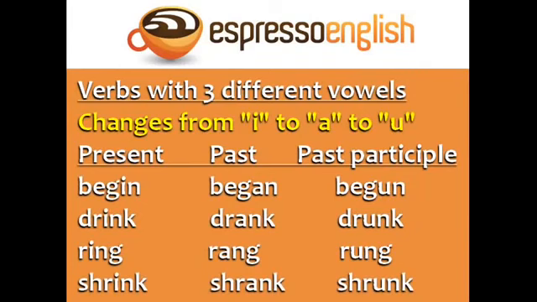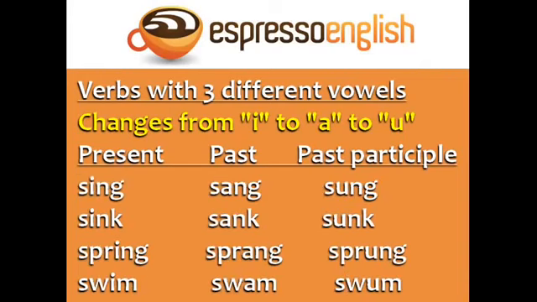In this group, the vowel changes from I to A to U. Begin, began, begun. Drink, drank, drunk. Ring, rang, rung. Shrink, shrank, shrunk. Sing, sang, sung. Sink, sank, sunk. Spring, sprang, sprung. Swim, swam, swum.